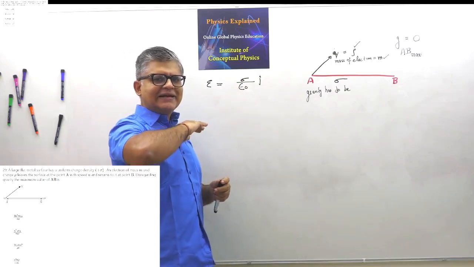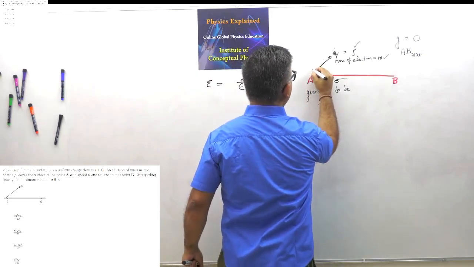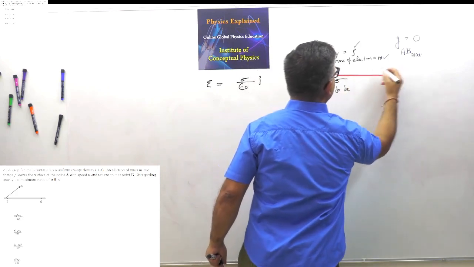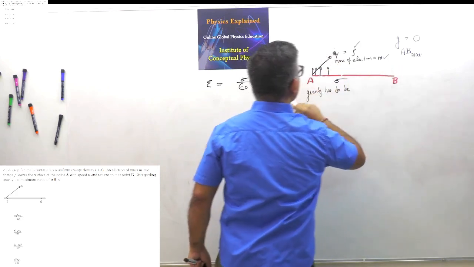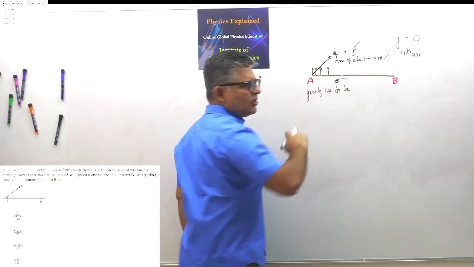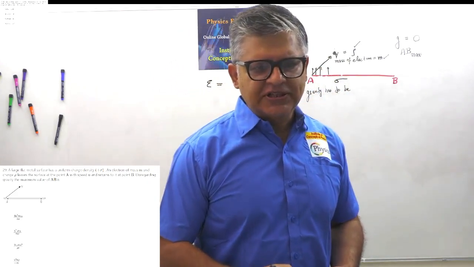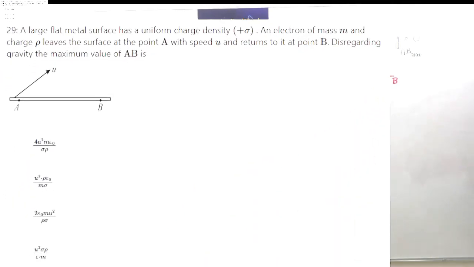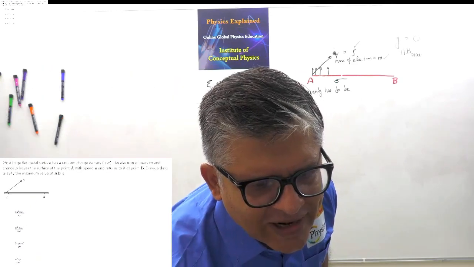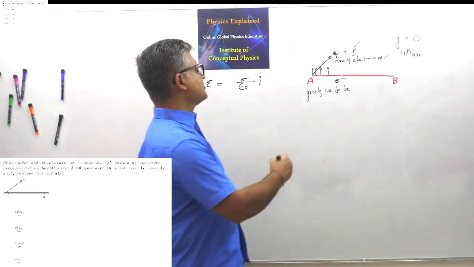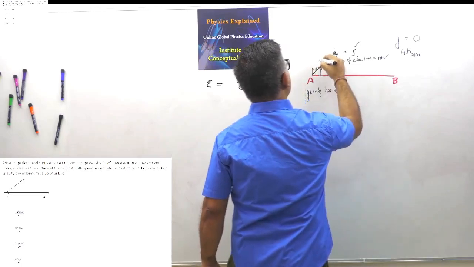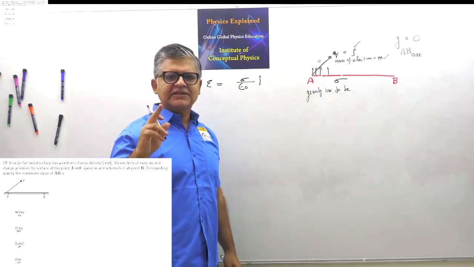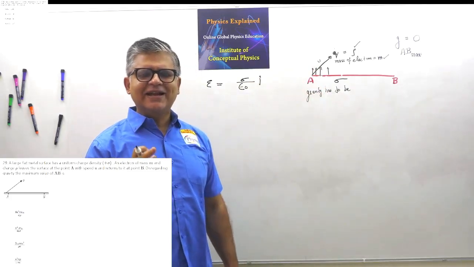Now, in an electric field, which is somewhere here, this is the uniform electric field due to this charge sheet. You have projected the electron with a certain velocity, and what you want to find out is the maximum value of AB. This velocity is also given to you. Now you know the electron will get attracted towards the positive sheet. That is for sure.